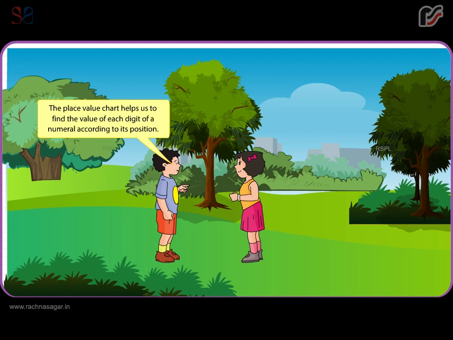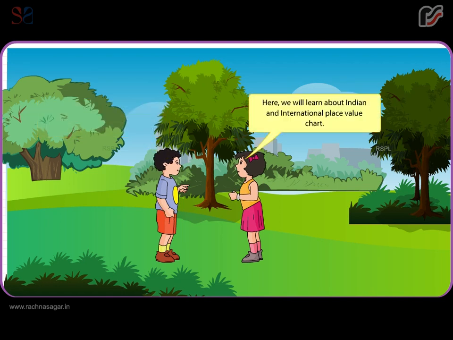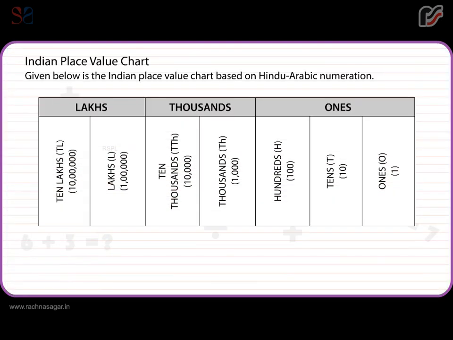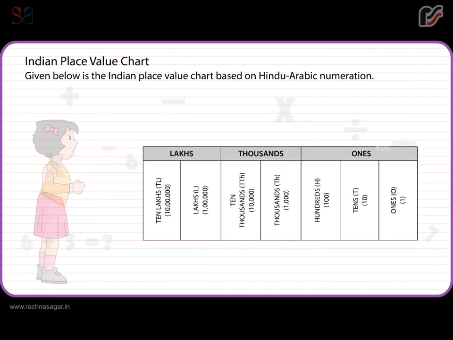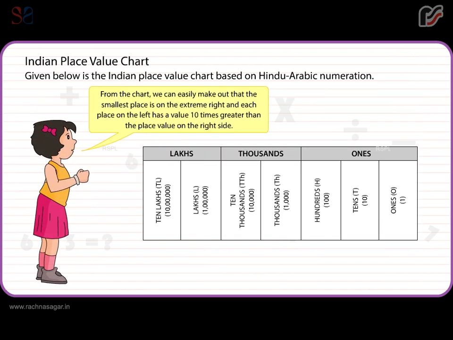Place value chart. The place value chart helps us to find the value of each digit of a numeral according to its position. Here, we will learn about Indian and International Place Value Chart. Indian Place Value Chart. Given below is the Indian Place Value Chart based on Hindu-Arabic numeration. In the Place Value Chart, the periods are ones, thousands and lakhs, and the places are ones, tens, hundreds, thousands, 10,000s, lakhs, 10 lakhs.